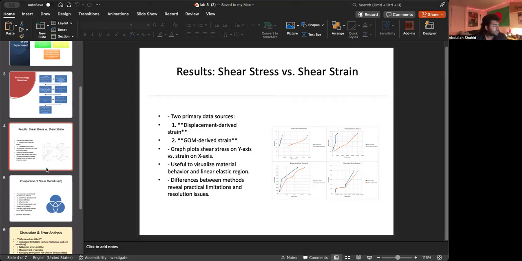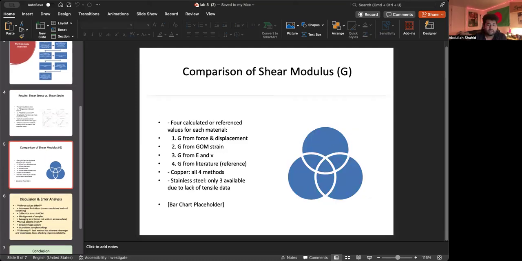Let's go to the fifth slide. Unfortunately, there was supposed to be a bar chart here, but at the time of filming this video, I can't seem to find it anywhere on my computer, and it's too late now to make one. So let's just imagine there's a bar chart there. It would have force and displacement, force and the GOM strain, and then using Young's modulus and Poisson's ratio, it'd be all there.